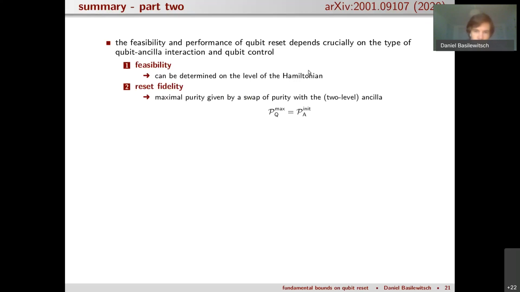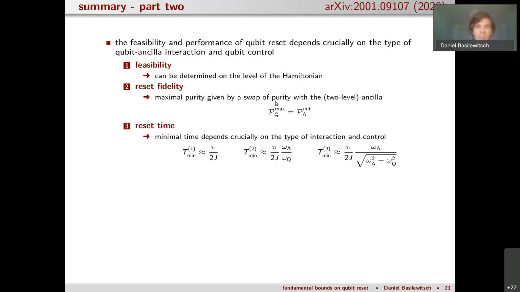Whether qubit reset is feasible, you can determine already on the level of the Hamiltonian. The fidelity of the reset, if you have an uncorrelated initial state, is basically given by a perfect swap of purity, at least if you have a two-level ancilla and a perfect qubit. The reset time, despite the fact that a resonant drive is always a time-optimal solution, gives rise to three different timescales for the qubit reset.